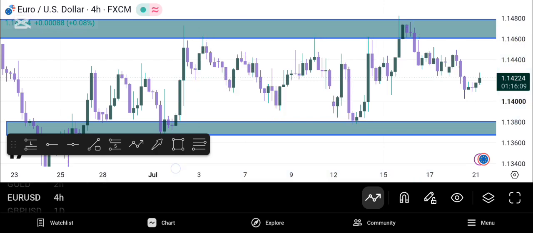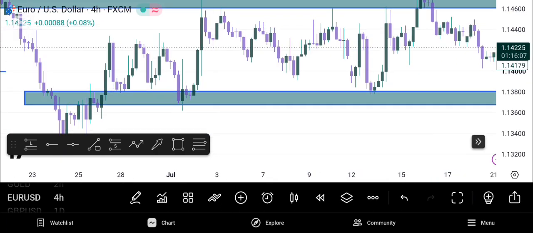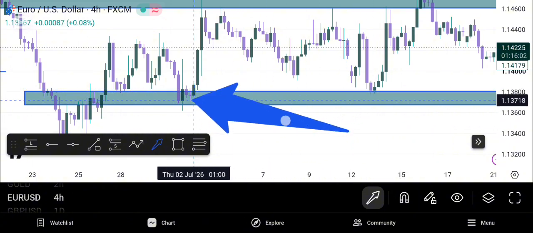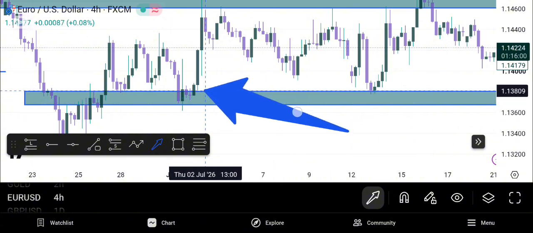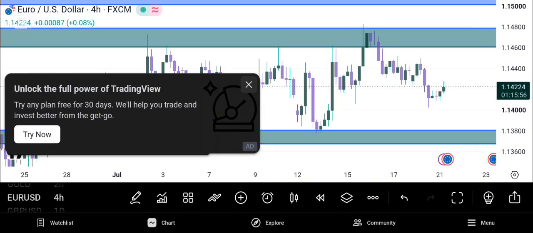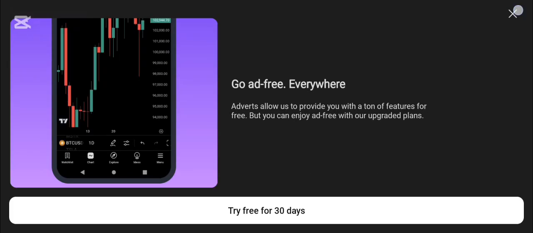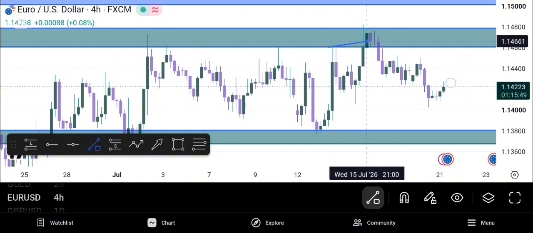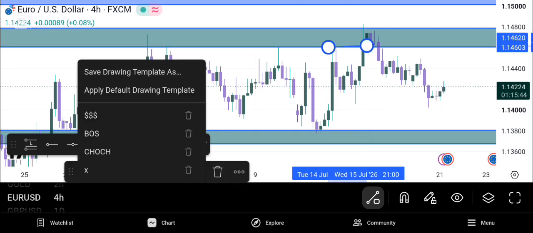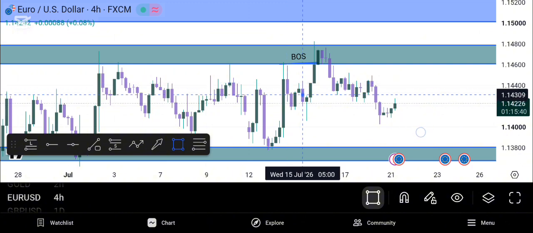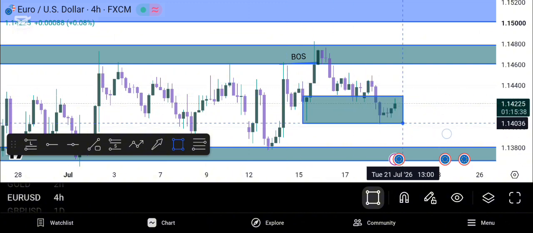What I can read from that is, when price came down here and reacted from this level, it also reacted from an order block level right here and bought up and gave us this break of structure. This is the most recent break of structure in price. And this is the origin, or the order block, which caused the break of structure.